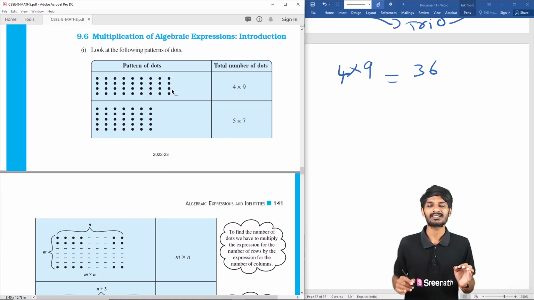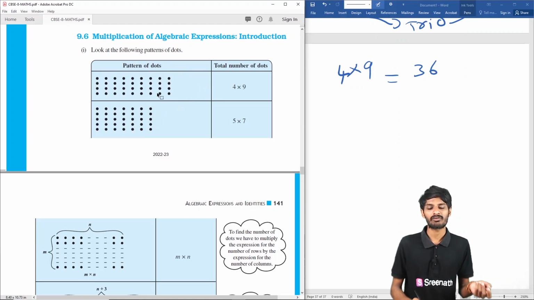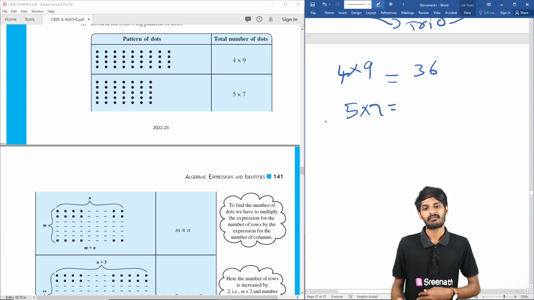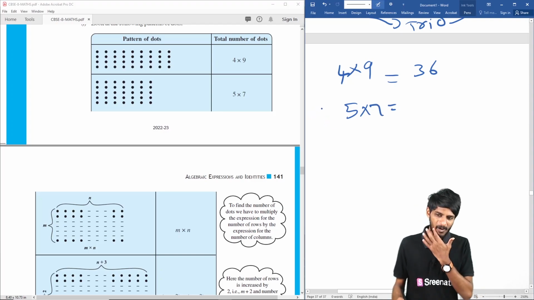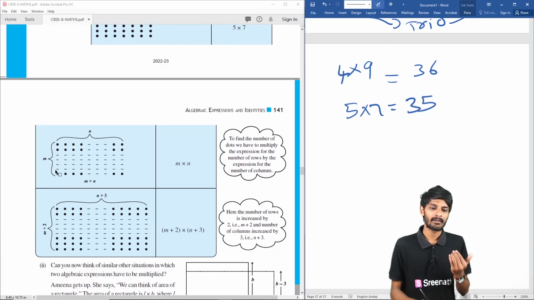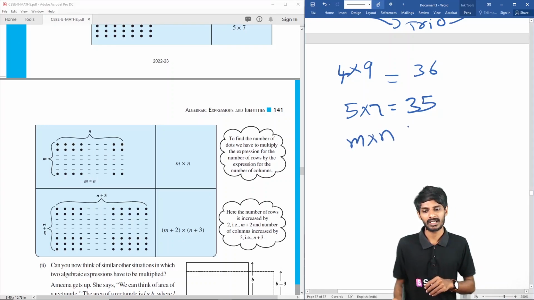So by using the multiplication method, we can simply get the answers easily. The total number of dots is the number of rows times the number of columns. Here it has 5 rows and 7 columns, so it is simply 5 into 7. Number of dots is 5 into 7, that is 7 fives are 35 dots. Like that, suppose there are m rows and n columns, what is the total number of dots? It is nothing but m into n.